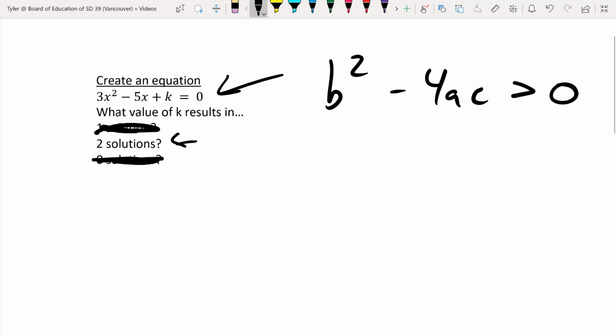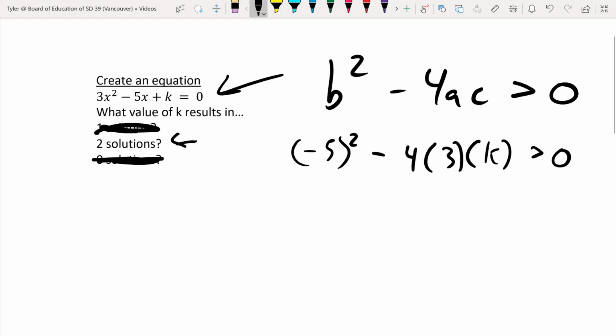Then I'm going to sub all the numbers into this equation. b is negative 5, minus 4 times a, and for c, it's k. I don't actually know what it is, greater than 0. Let's solve this a little bit. 25 minus 12k is greater than 0. Now all I have to do is rearrange. I'm going to move 12k to the other side by adding. 25 is greater than 12k.